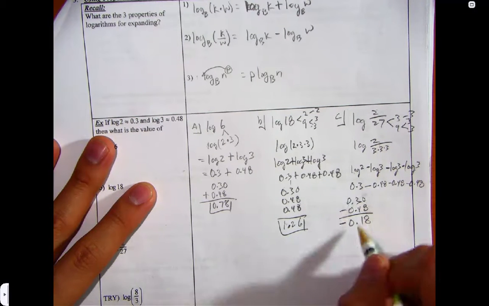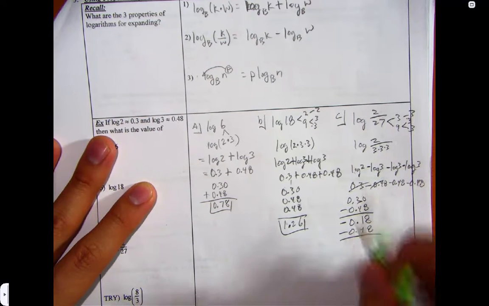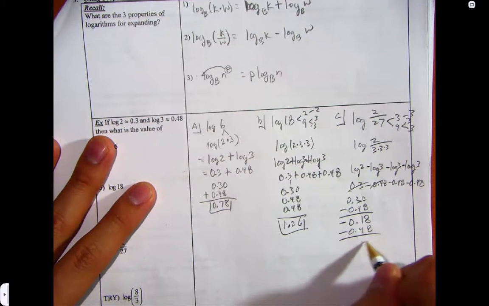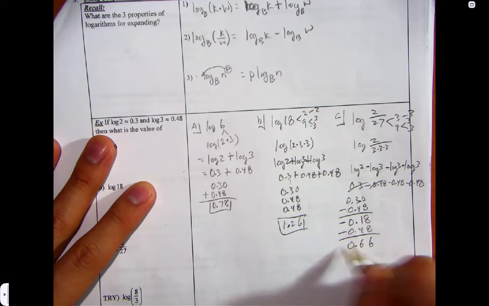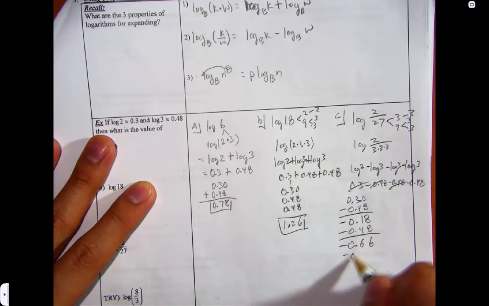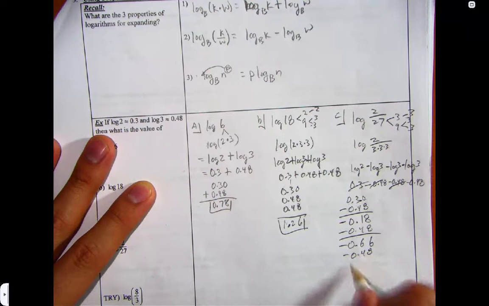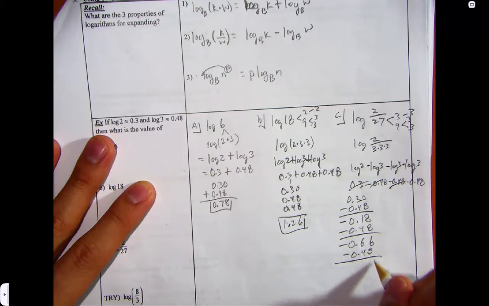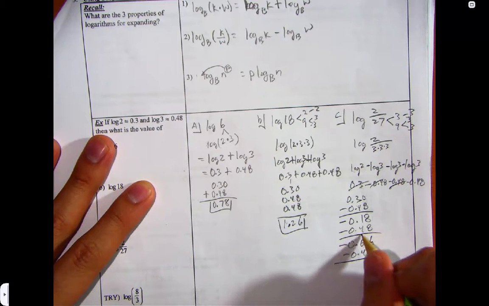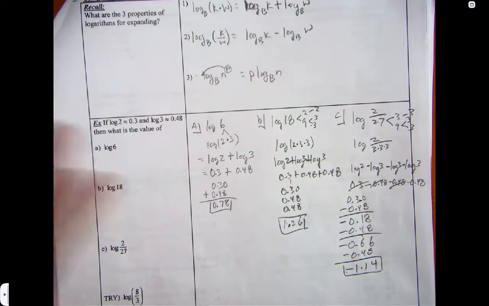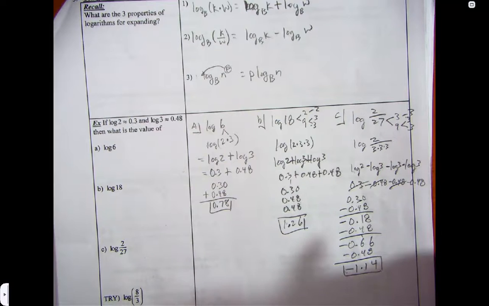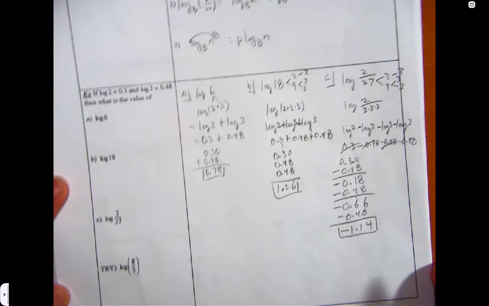So I'm done with these two. Subtract 0.48. So the signs are the same, so I add. So this is 16, so 0.66, negative. Subtract 0.48. 8 plus 6 is 14. So 1.14 negative. And that's our answer. So log 2 over 27 is negative 1.14.